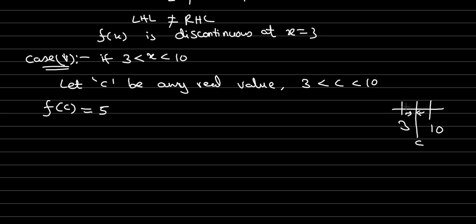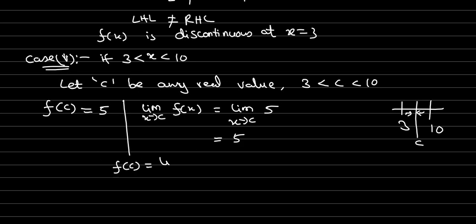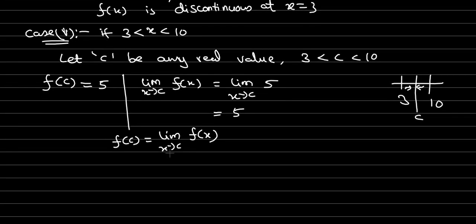So instead of finding left hand limit and right hand limit separately, we can find it all together. Limit x is approaching C, f of x, so suitable function is 5. So now applying the limit, it is going to be 5. So from this we can say f of C and limit x approaching C of f of x are both the same. So what we can conclude from this: f of x is continuous in this particular range. f of x is continuous where 3 less than x less than 10. So in this range also it is continuous.